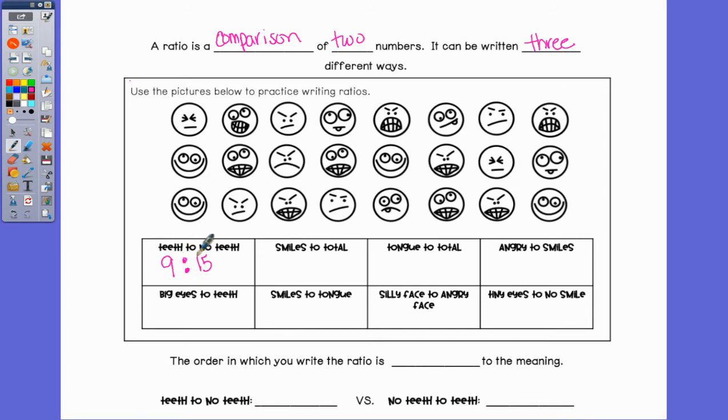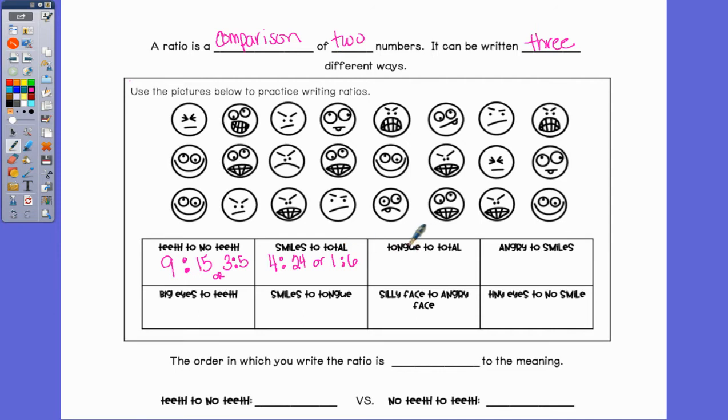Now, a lot of times when we write ratios, we want to simplify that. So I know I could divide each of those by 3. So my ratio could also be 3 to 5. Okay? So next one we're going to do is smiles to total. How many smiles do you see? I see 1, 2, 3, 4 whole smiles. To how many total? How many are there all together? There's 24. I can also rewrite this 1 to 6 by simplifying.